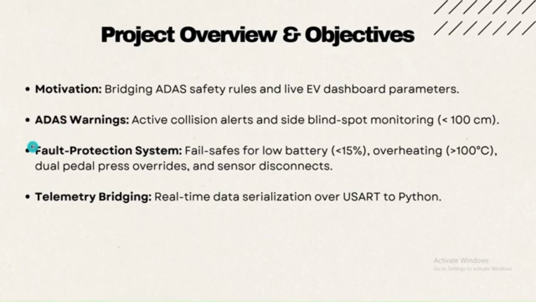And the second one would be the fault protection system, where we monitor key parameters, and a system fault is triggered if the battery SOC falls below 15%, or the motor temperature exceeds 100 degrees Celsius, or a sensor gets disconnected. We also built a brake override system that flags a fault if the accelerator and brake pedals are both pressed at less than 20%.